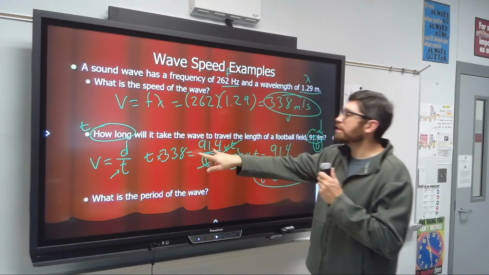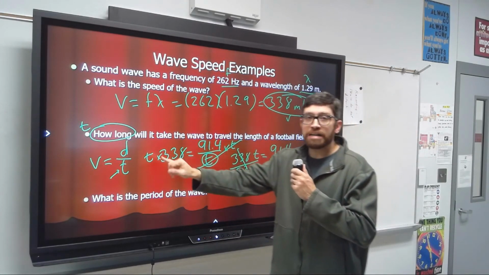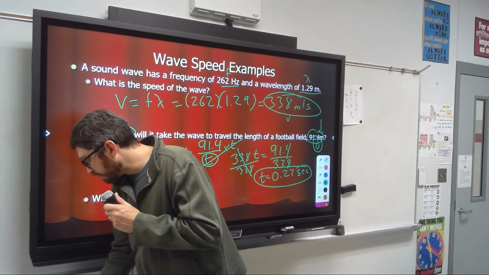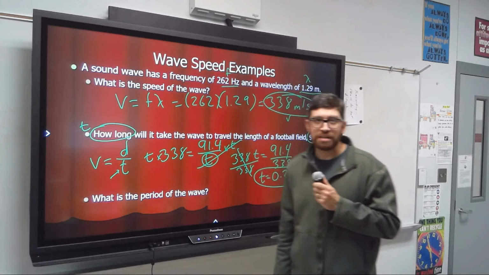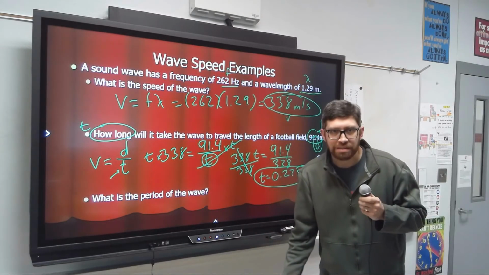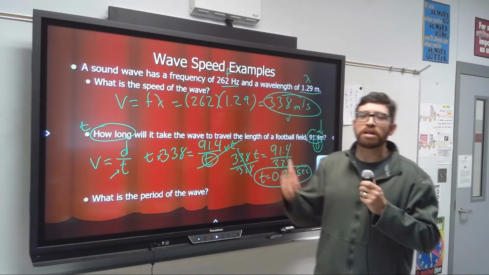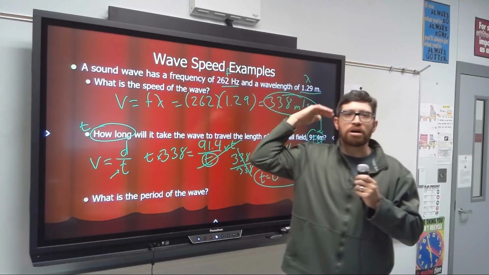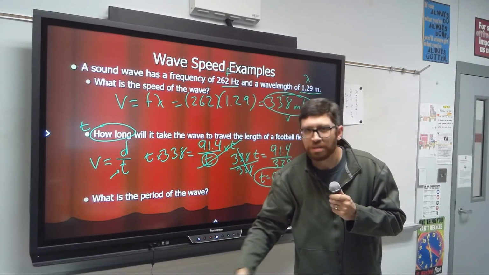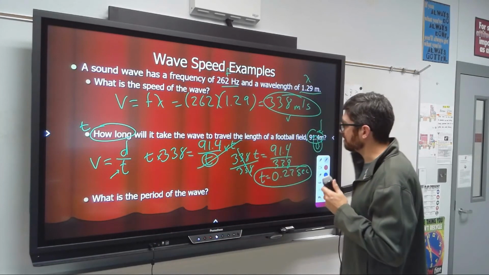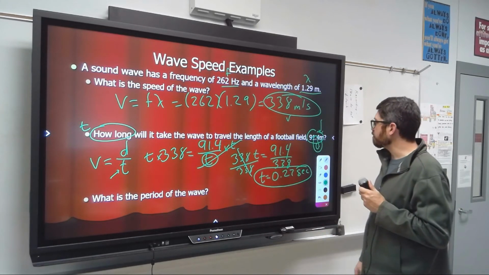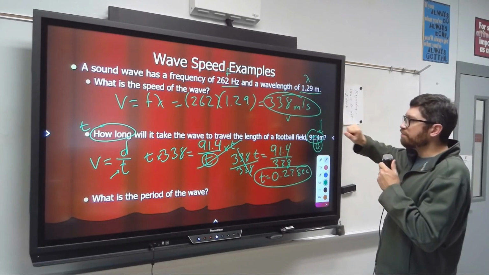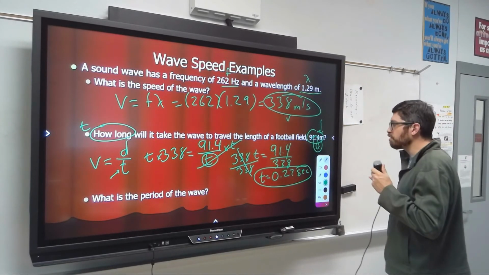Let's go back. If you mess this up and you divide by 91.4, 338 divided by 91.4 will give you 3.69 seconds. That doesn't make sense. There's no way that the sound from one end of a football field to the other would take almost 4 seconds to reach you. It's way too long. Doesn't make any sense. It takes some time, but not that much, right? So that's what I mean about common sense. So we got the speed of the wave. We know how long it'll take to go the length of a football field.